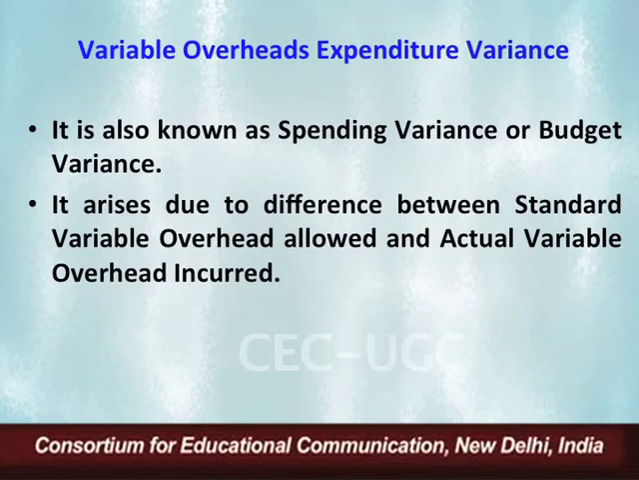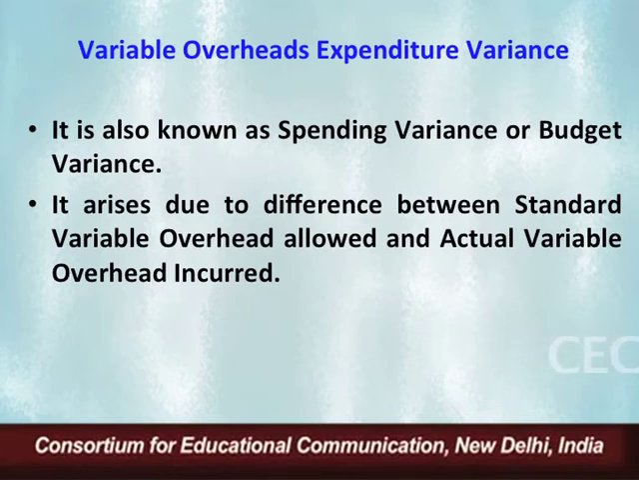If I talk about variable overhead expenditure variance, it is also known as spending variance or budget variance. When I'm talking about spending, I'm talking about the expenditure. Since it is expenditure, obviously it is going to be a spending variance between the budgeted value and the actual value, or you can say standard expenditure and the actual expenditure.